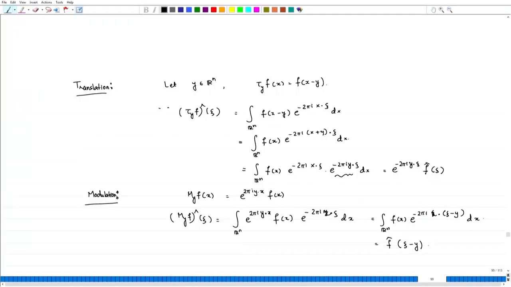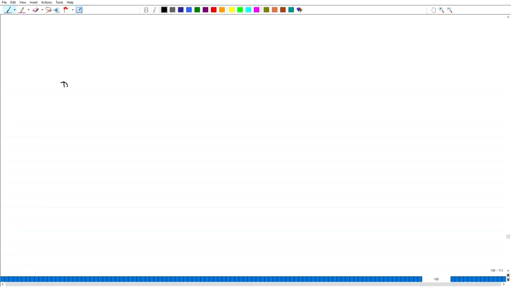And then the other important thing is dilation. So let delta be greater than 0, and define d delta f of x equal to 1 over delta to the power n. In the case of R, we defined just 1 over delta, and then f of x over delta.